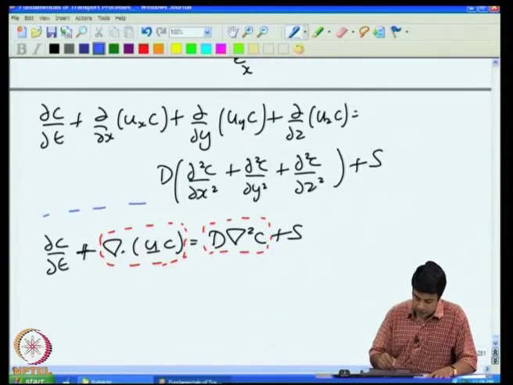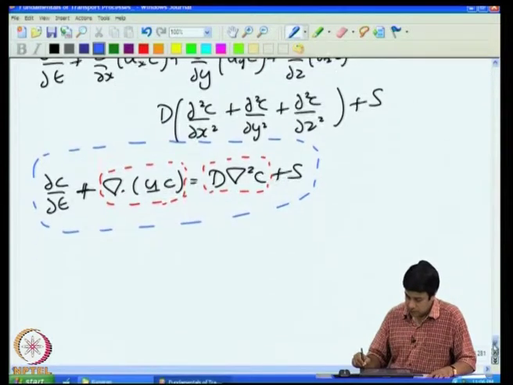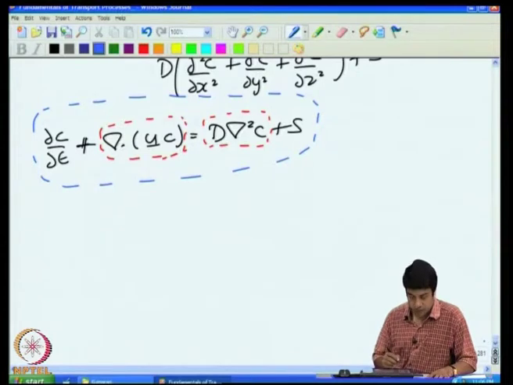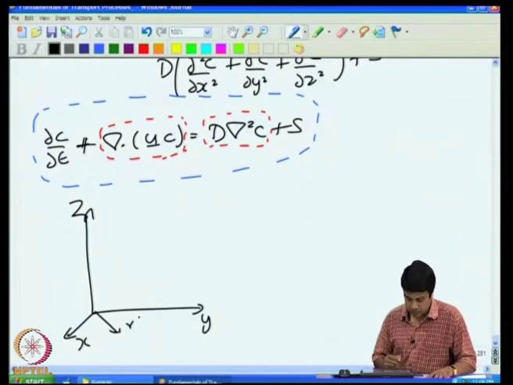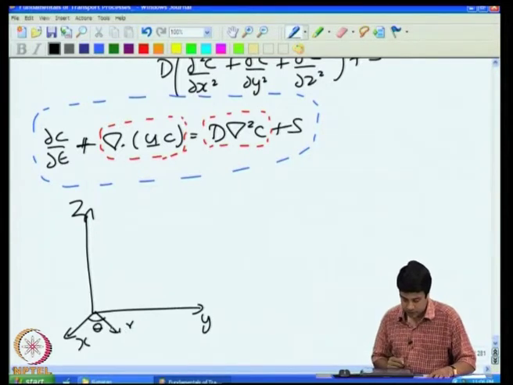This form of the equation is general. I showed you that you can get this even for a cylindrical coordinate system, where r is the distance along the xy direction and theta is the angle from the x axis.